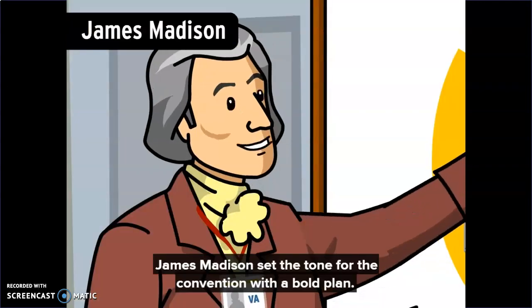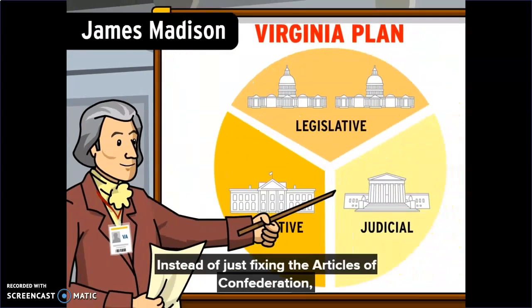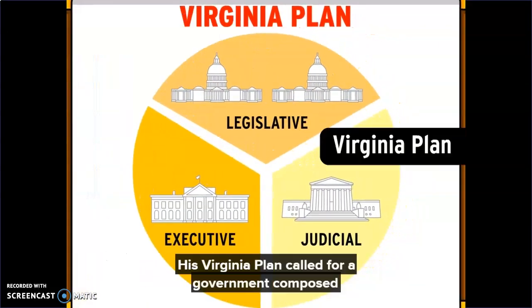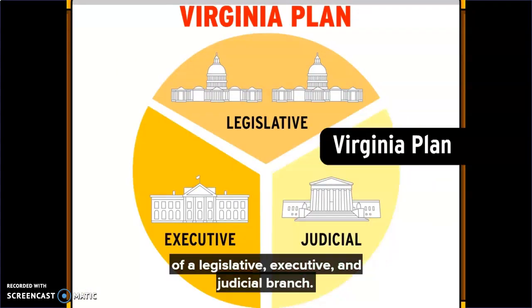James Madison set the tone for the convention with a bold plan. Instead of just fixing the Articles of Confederation, he proposed scrapping it entirely. His Virginia Plan called for a government composed of a legislative, executive, and judicial branch.